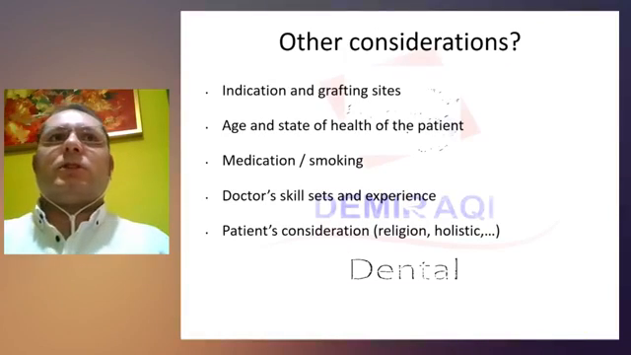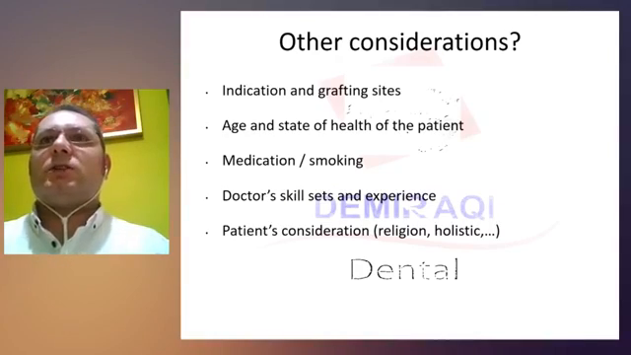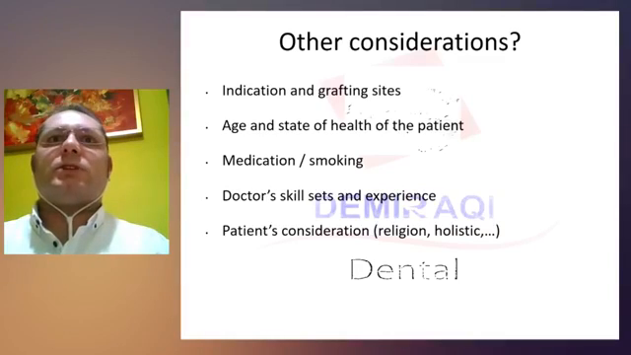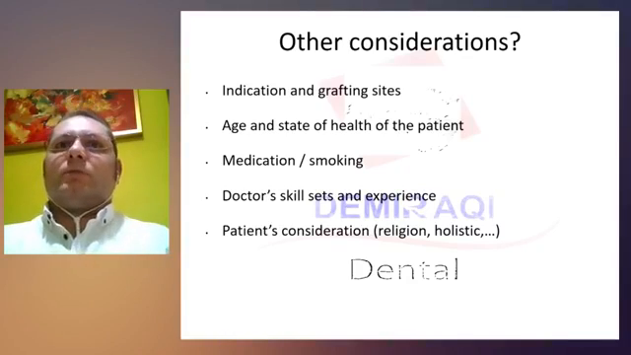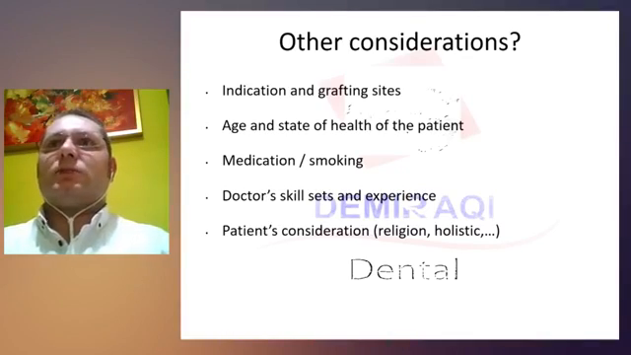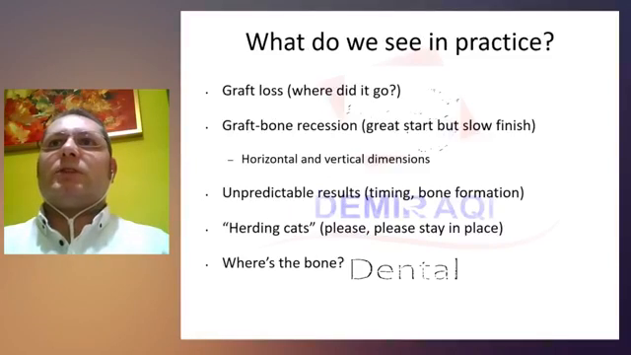Other considerations that should be taken into account are the indications for the grafting site, age, state of health of the patient, medication, smoking, and also something that depends on us, our skills and expertise, and also the patient's consideration, because a patient perhaps doesn't accept some grafting material due to religion or personal beliefs. Well, what we see in practice is that we do not always succeed in what we are doing.